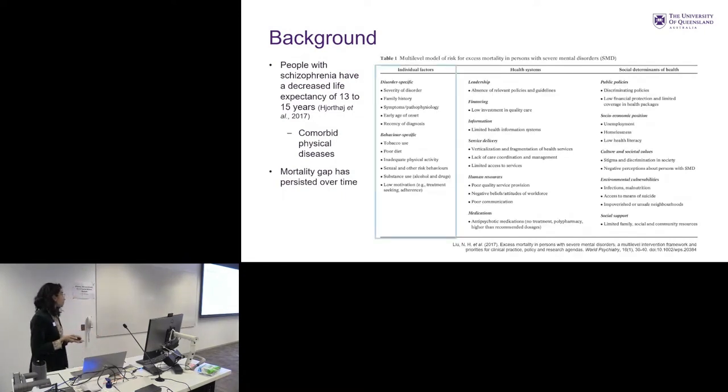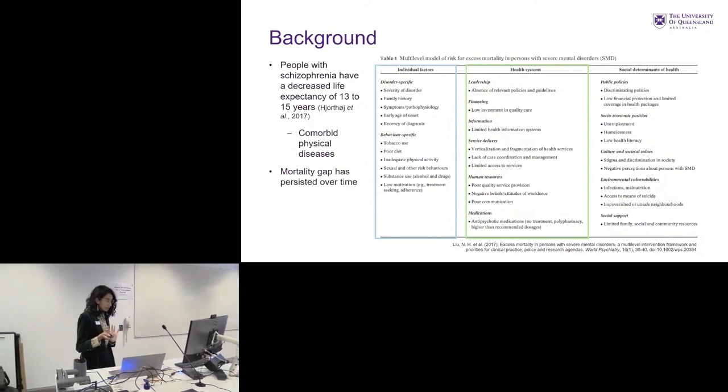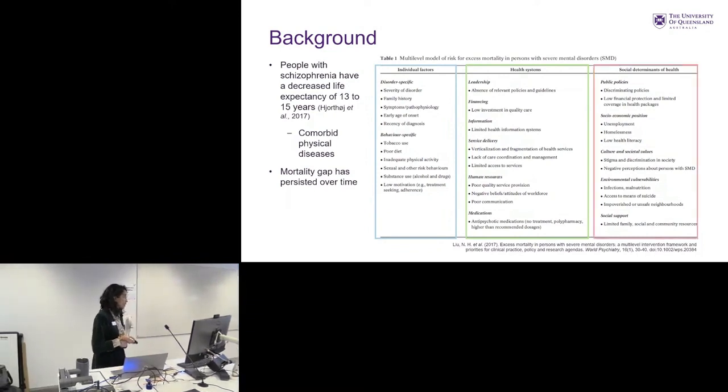There's increased prevalence of behavioral risk factors like smoking. There are factors related to health systems that affect provision of healthcare. And of course, there's the contribution of social determinants of health. However, a holistic understanding of this problem and the underlying mechanisms is still lacking.